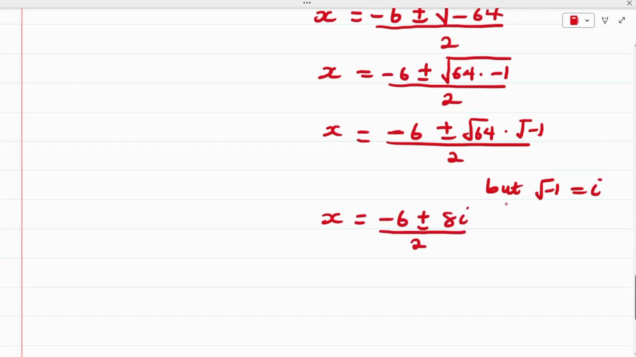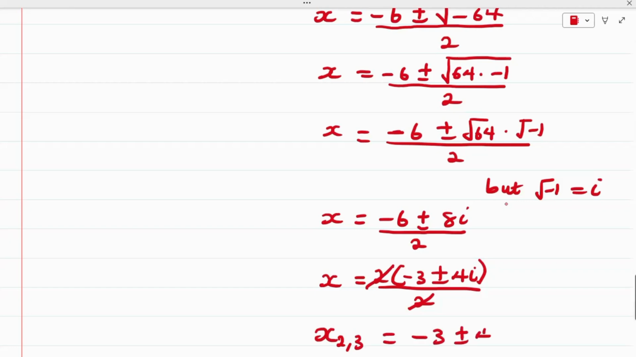Alright, so guys, in order for us to be able to get rid of the denominator, which is 2, all we have to do is to factor 2 from the numerator. So from here, x is equal to, if we factor out 2, we have minus 3 plus minus 4i over 2. So this is going to cancel out this, and we have x2 and x3 to be equal to minus 3 plus minus 4i, and these become the other values of x right here.